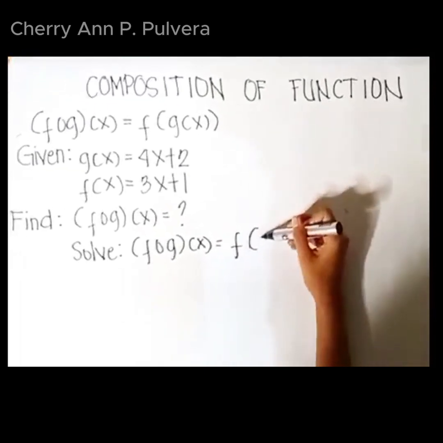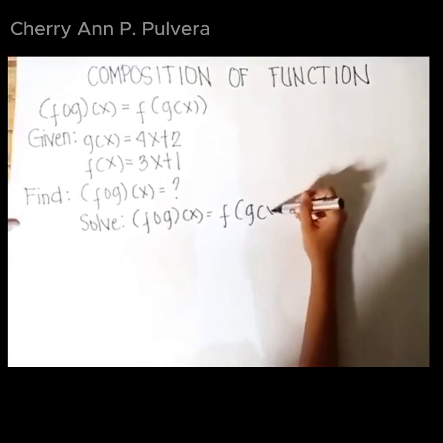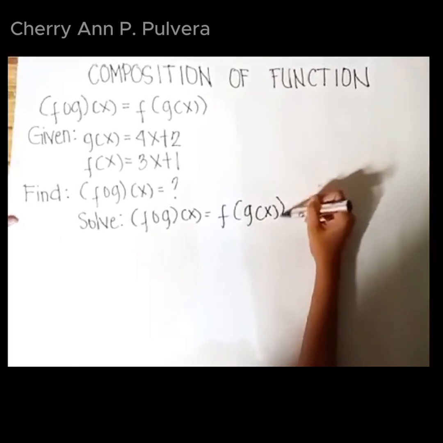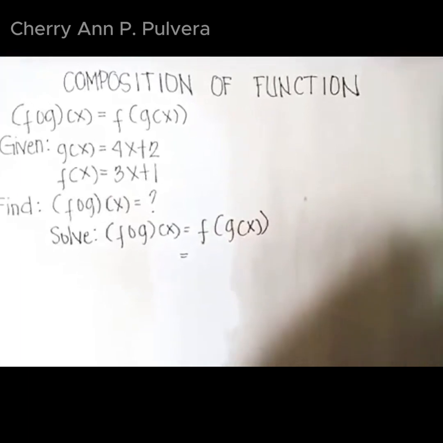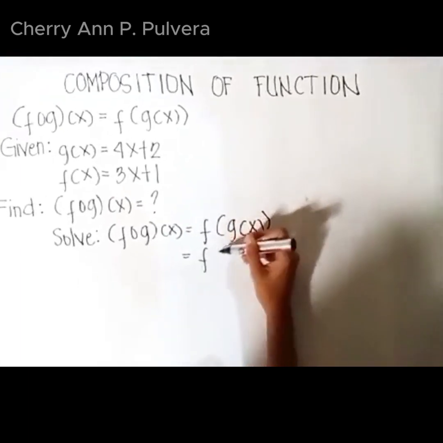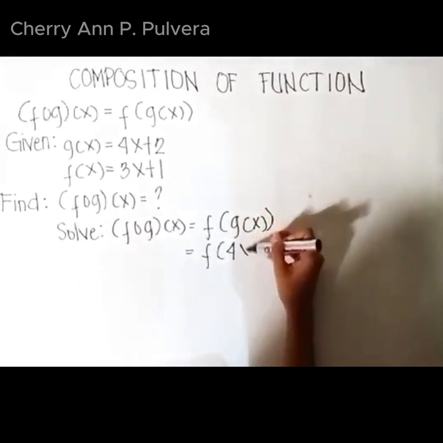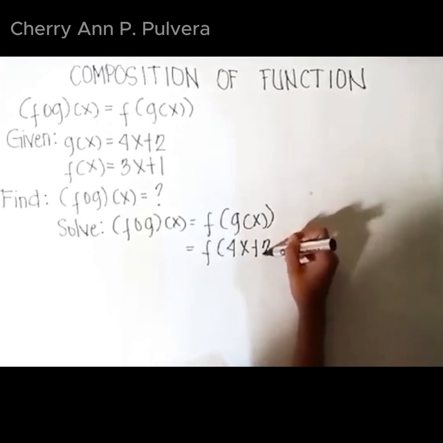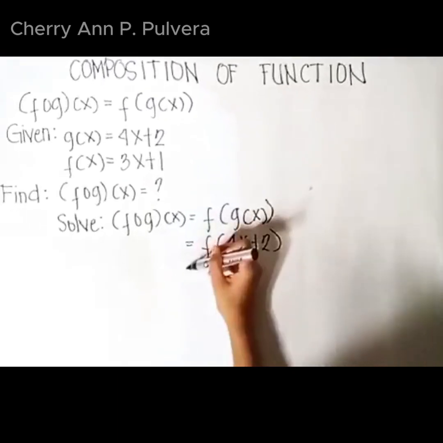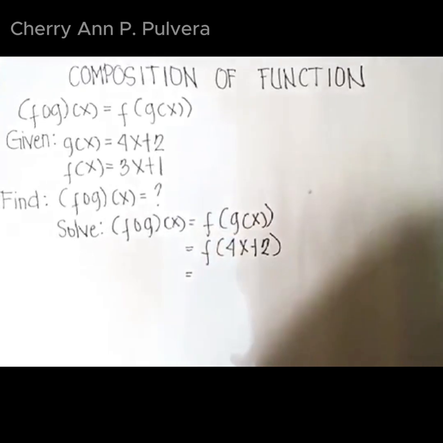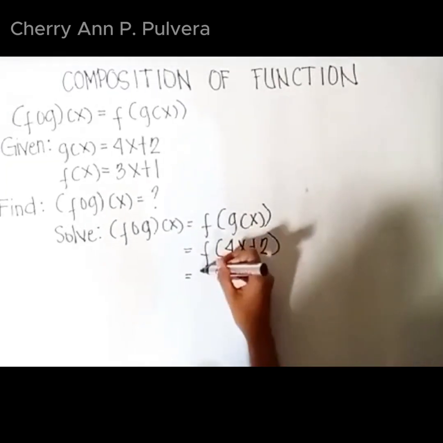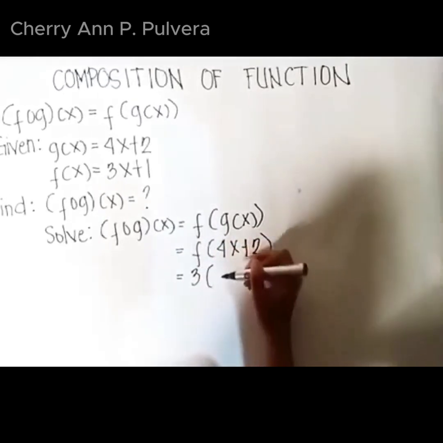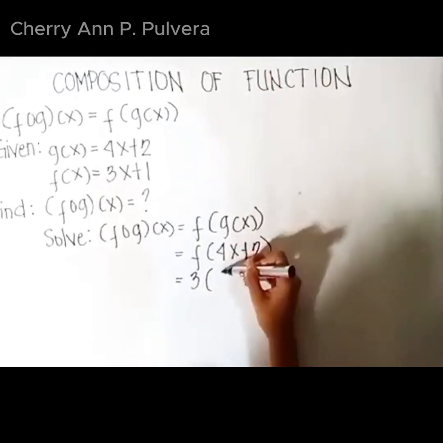So let's solve f composed of g of x is equal to f of g of x. Let's first put g of x inside the parentheses. So what is the value of g of x? Let's look at the given. So our g of x is 4x plus 2. We just substitute the value of x. Now let's substitute the value of f of x.